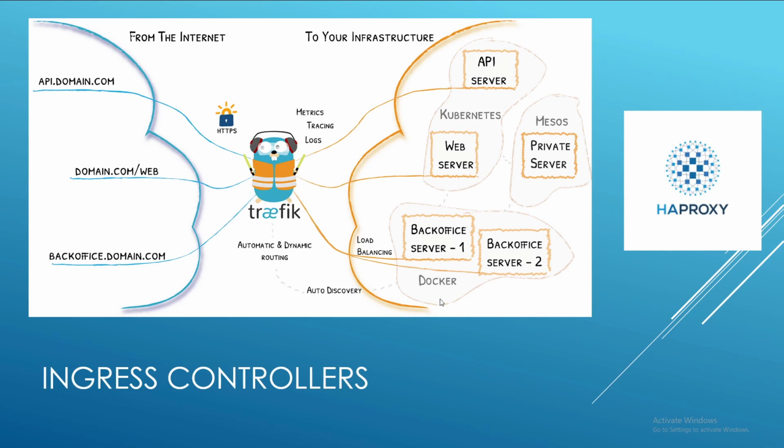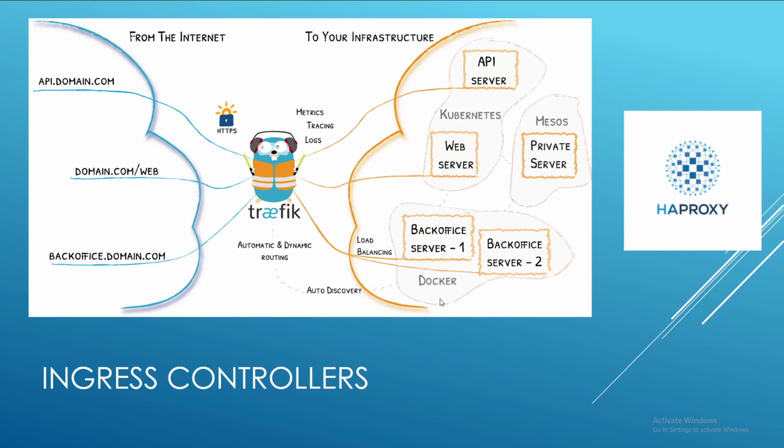You can have your API domain go to your API server, and you can have your back office domain go to your back office servers. So this is a form of automatic and dynamic routing. You can set up automatic discovery for this as well. And as you can see here, Traefik is one of the popular ones, and it will do all kinds of fun things like automatically leverage Let's Encrypt for SSL. That's a little bit more difficult if you're running it, of course, in a non-internet environment.